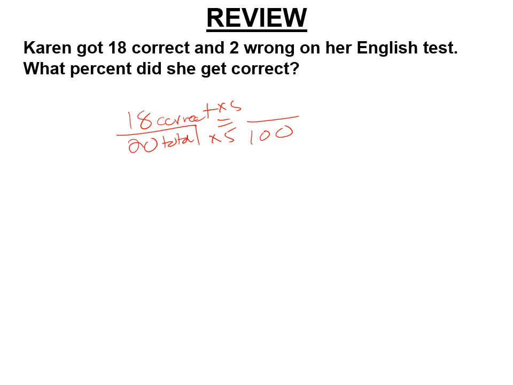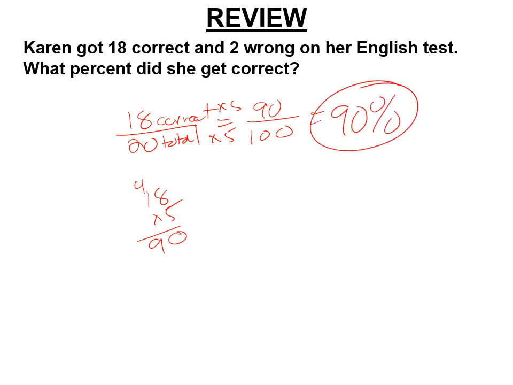So 20 times 5 is 100. 18 times 5, 8 times 5 is 40. Ooh, she got a 90%, which typically is the lowest A.